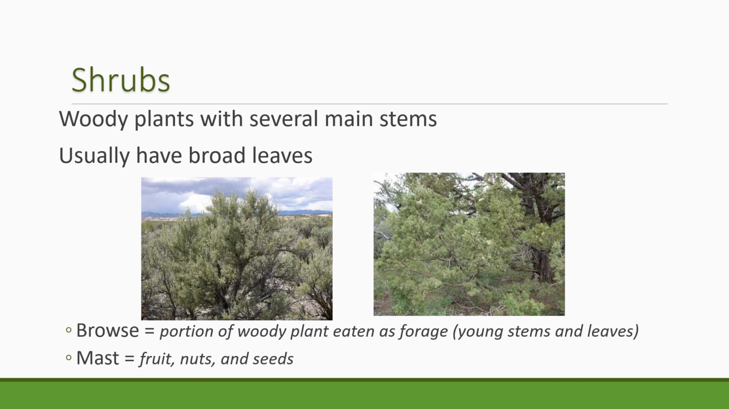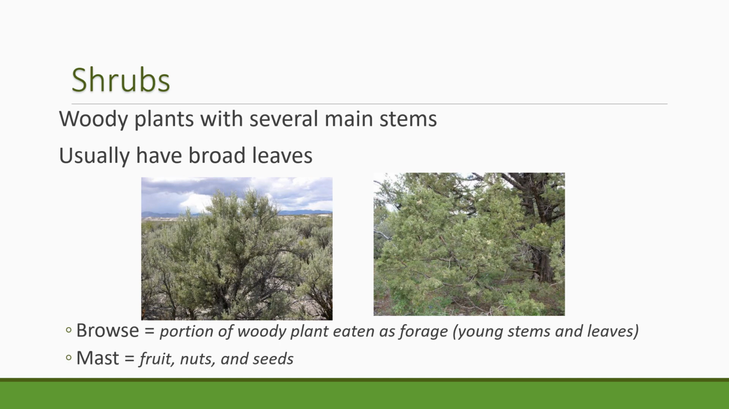Shrubs, on the other hand, are woody. They have a woody stem. They usually have several main stems. That's what distinguishes them from trees. They usually have broad leaves. Again, the leaves can vary extensively. Remember, though, the reason they have wood is because it's lignified. It's got lignin in it.